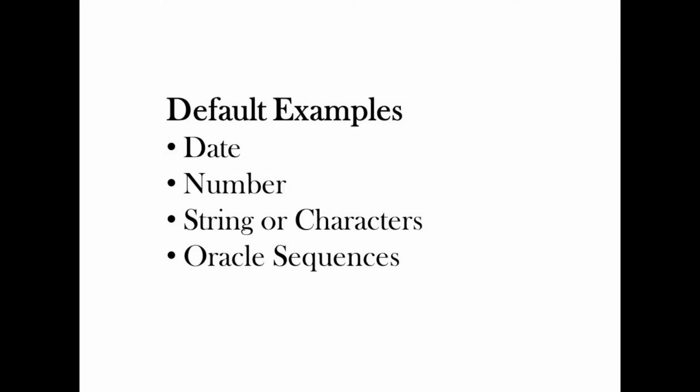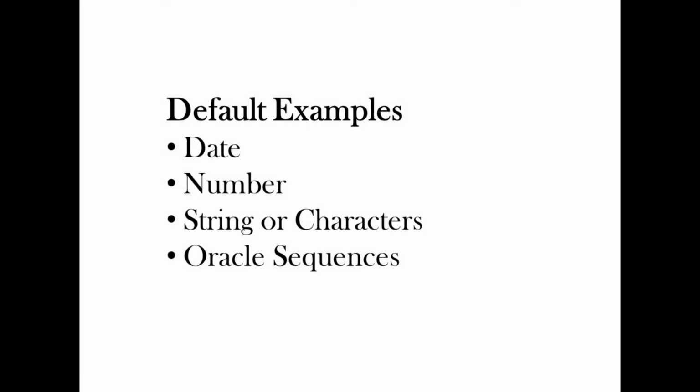There are three default examples we'll cover today: date, number, and string or character. The fourth one I have listed here is Oracle sequence. You can add an Oracle sequence as a default to your table. I will cover sequences in a later video. But the three we'll talk about today are date, number, and string or character.